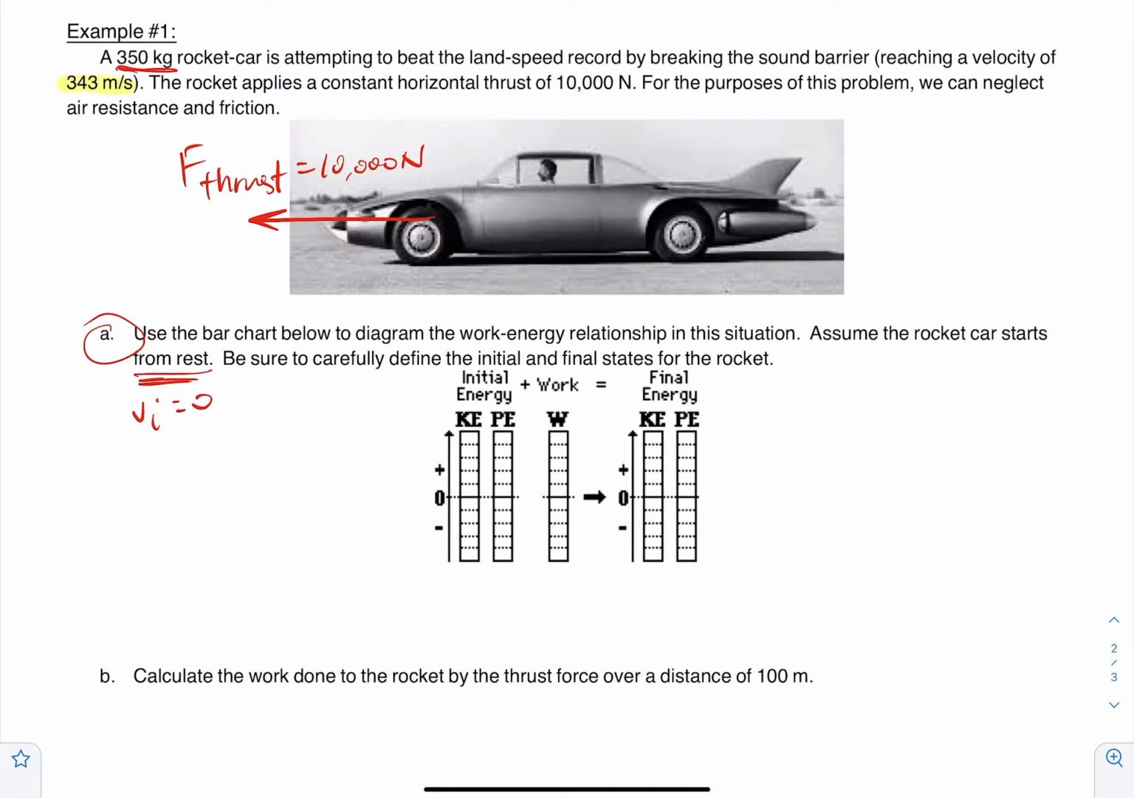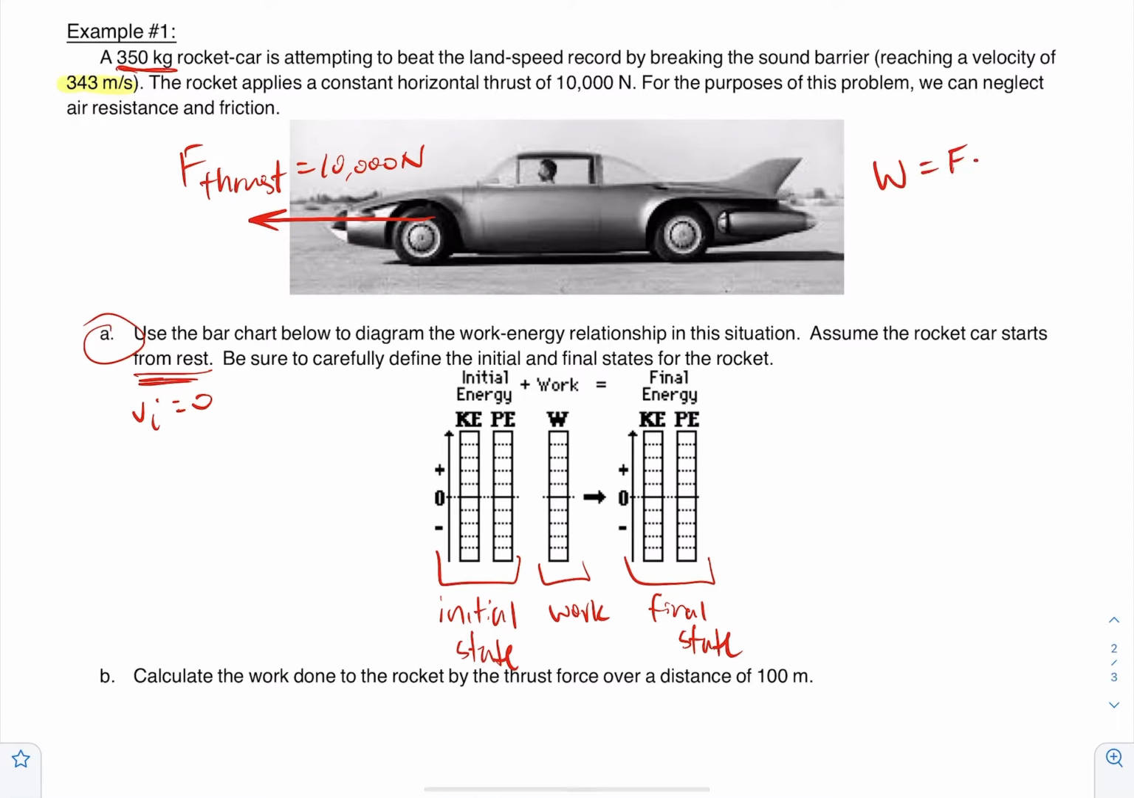Okay, so over here on the left side is the initial state. And over on the right side is the final state. And in between the states, what brings the object from the initial to the final state is usually some work that's done. Okay? And just a reminder real quick that in physics, we define work as the product of force and distance. Okay, force and distance.